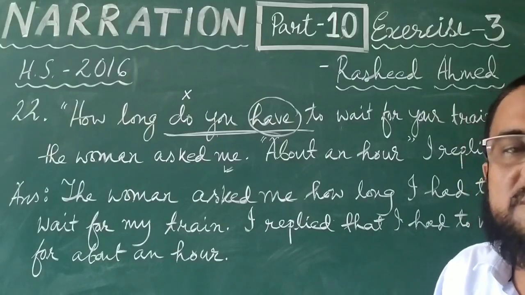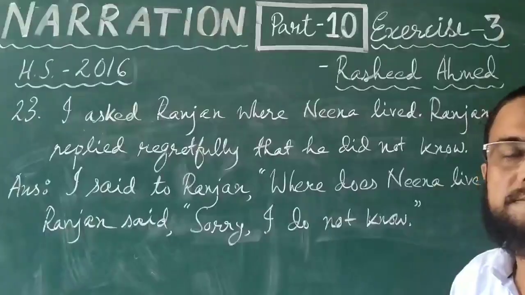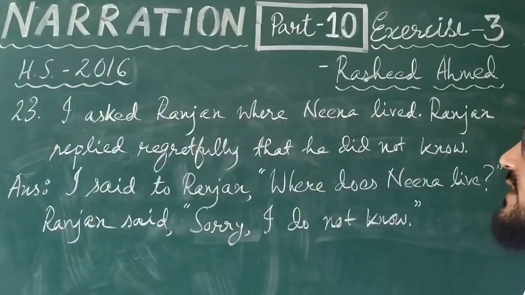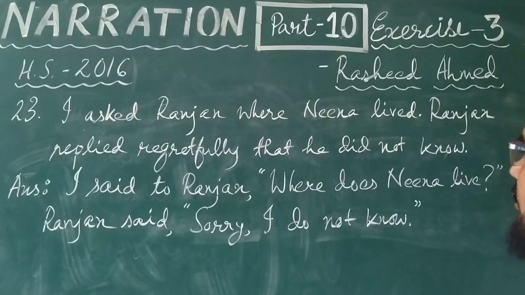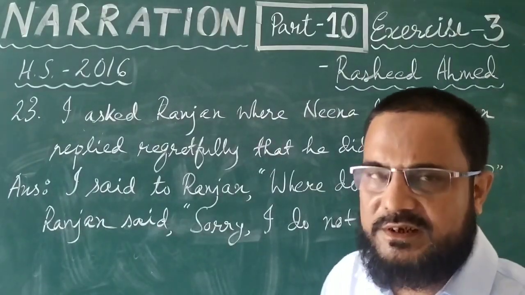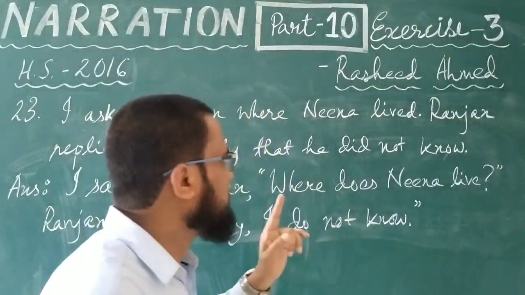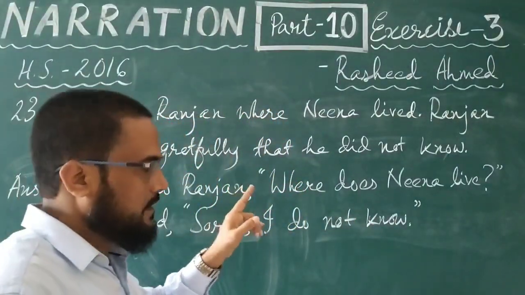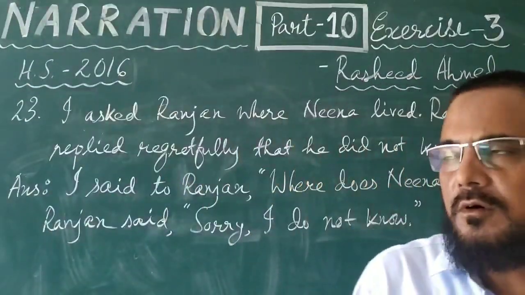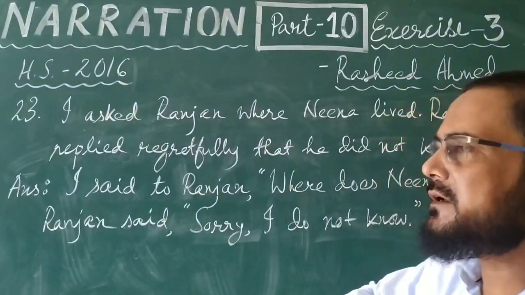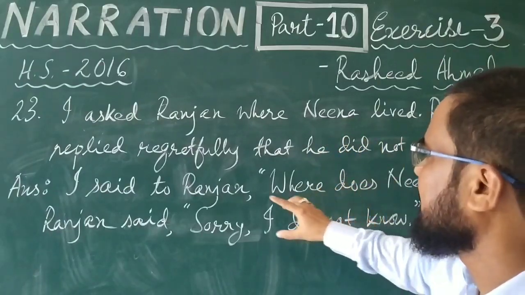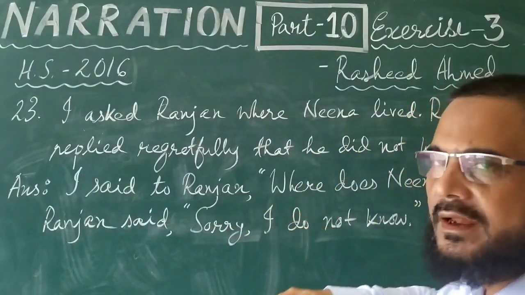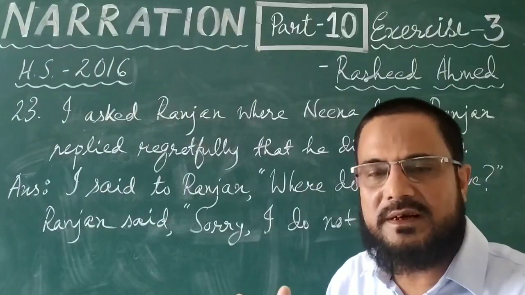And let us see the second question that came in 2016. This is serial number 23. I asked Ranjan where Meena lived. Ranjan replied regretfully that he did not know. This question is easy, but only one important point is there that you should pay much attention to, that you actually know. We already discussed it in our earlier videos. I asked Ranjan where Meena lived. I said to Ranjan, where does Meena live? This does not need any kind of explanation.